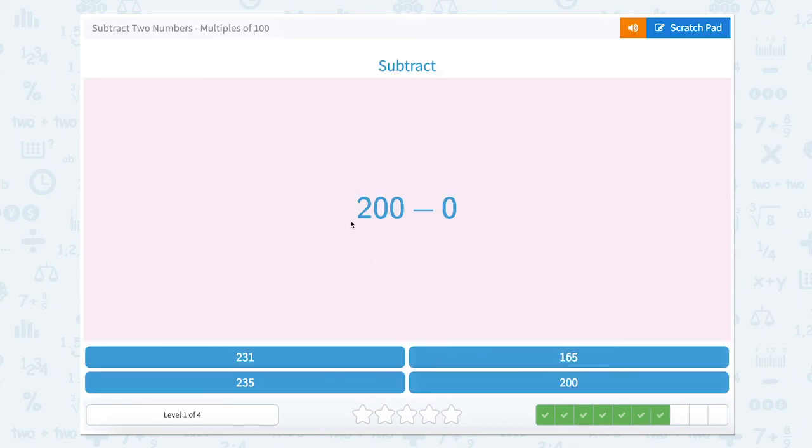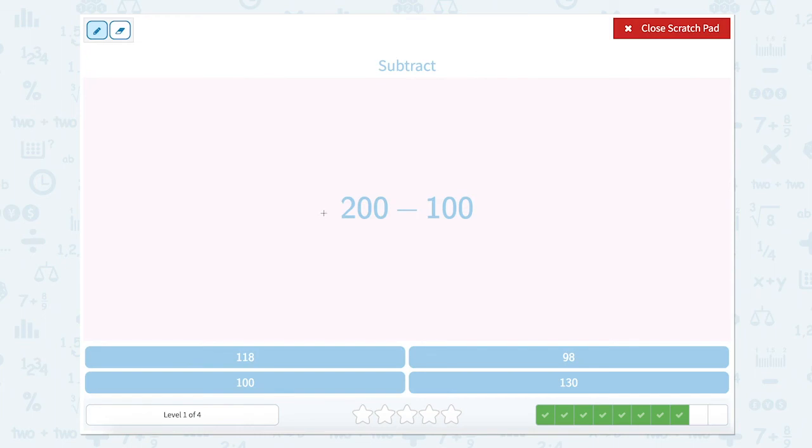Now we have 200 and we're taking away 0. So if we have 200 and we take away 0, we're going to be left with 200. Now we have 200s minus 100. So there's only a digit in our hundreds place. So 2 minus 1, or 200s minus 100, gives us 100.